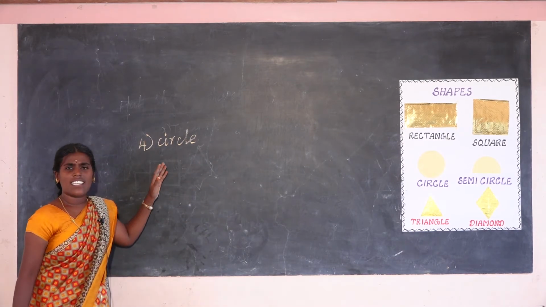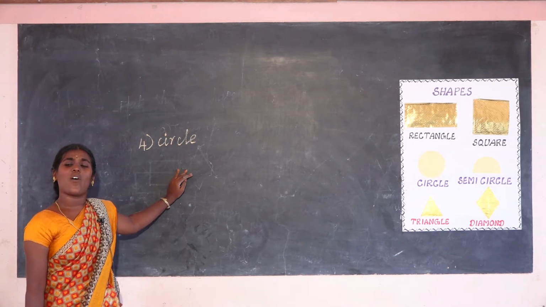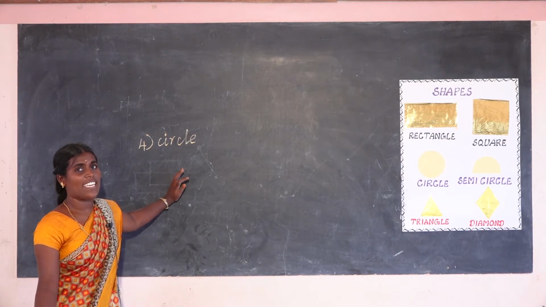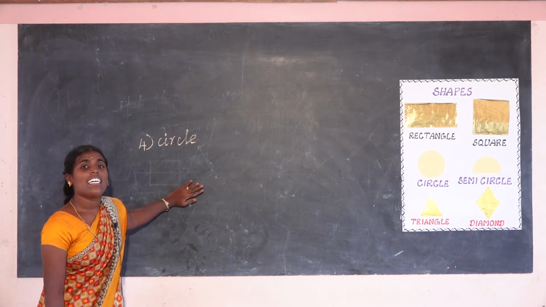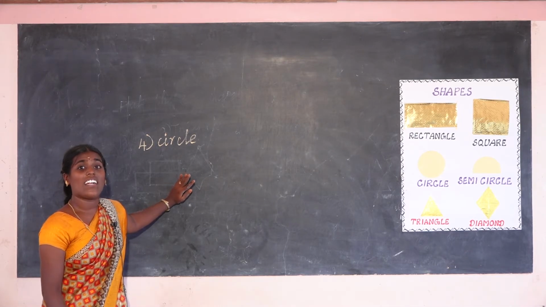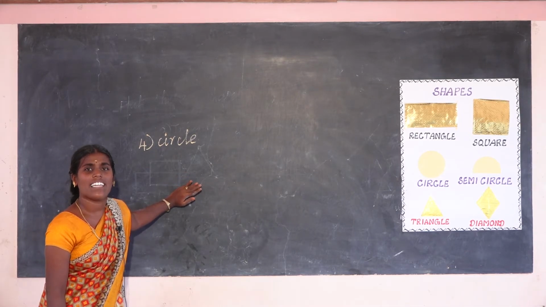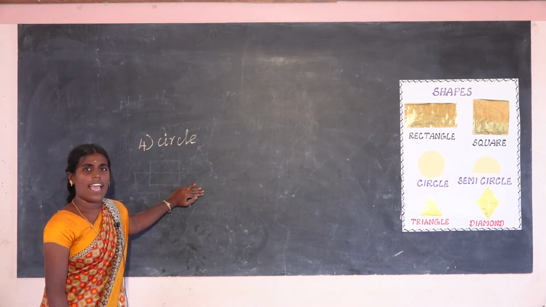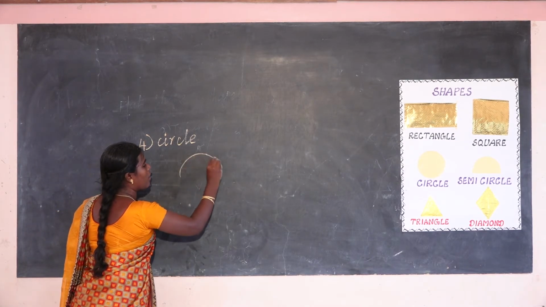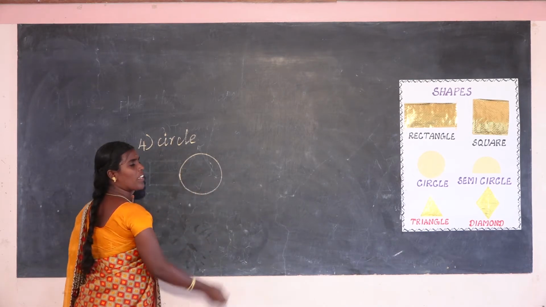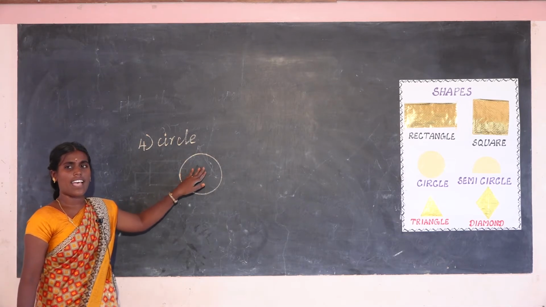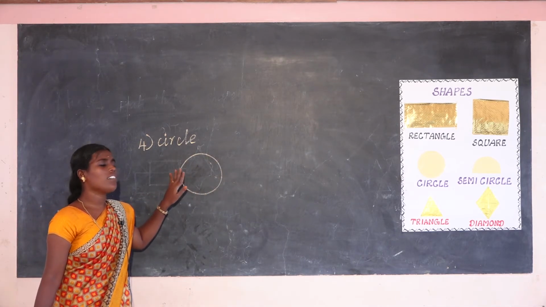Yes. Circle has how many lines? No lines. It is made of curved lines only, not a straight line. It uses only curved lines. How many curved lines? Okay, the circle has one curved line.